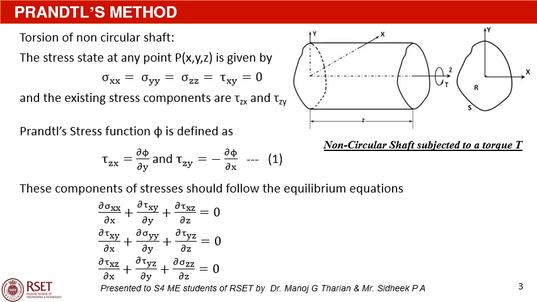The stress state at a point P whose coordinates are x, y, and z is given by sigma xx equal to sigma yy equal to sigma zz equal to tau xy equal to 0. The existing stress components are tau zx and tau zy. Prandtl's stress function phi is defined as tau zx equal to ∂phi/∂y and tau zy equal to minus ∂phi/∂x.